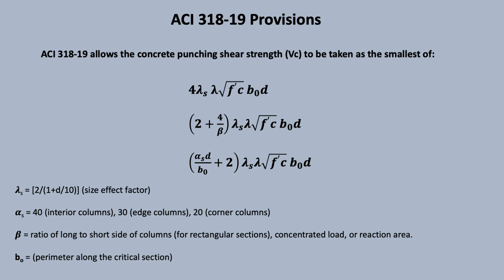ACI 318-19 allows the concrete punching shear strength to be taken as the smallest of those three following equations, where lambda s is the size effect factor and can be calculated as shown. Alpha s can be taken as 40 for interior columns, 30 for edge columns, and 20 for corner columns. Beta is the ratio of long to short side of columns for rectangular sections, concentrated load or reaction area, and b sub 0 is the perimeter along the critical section.